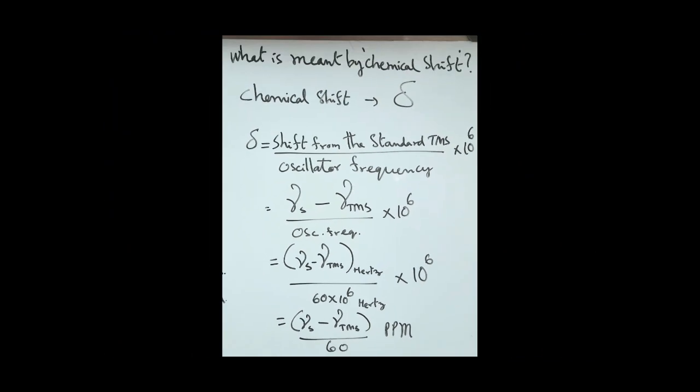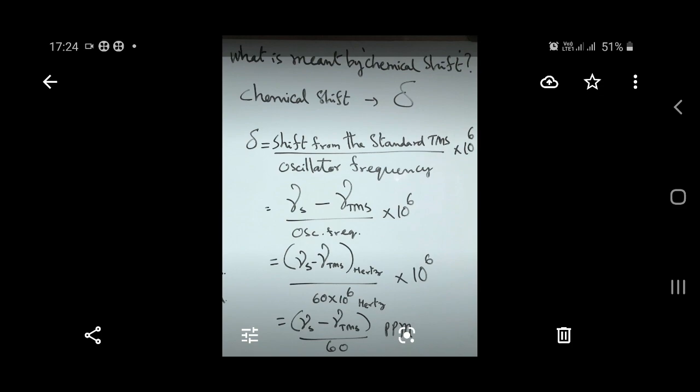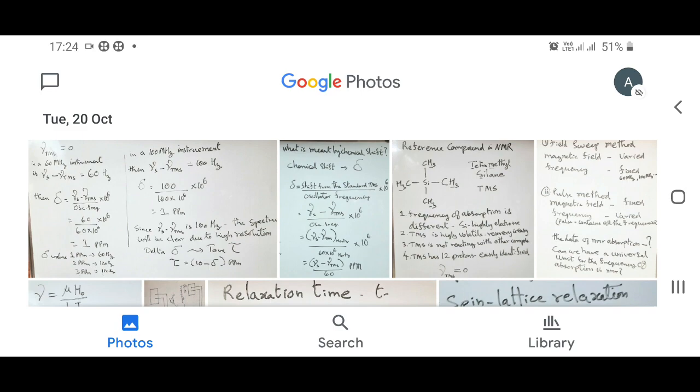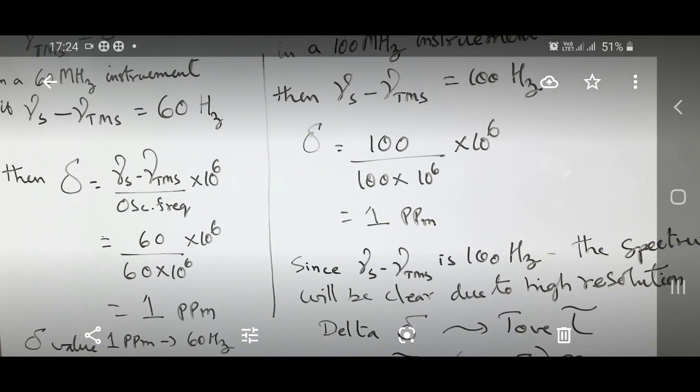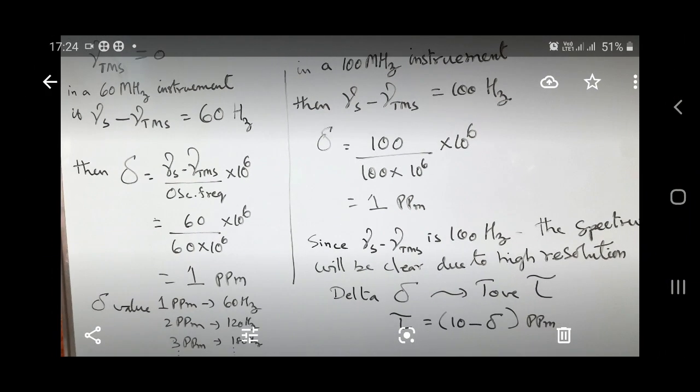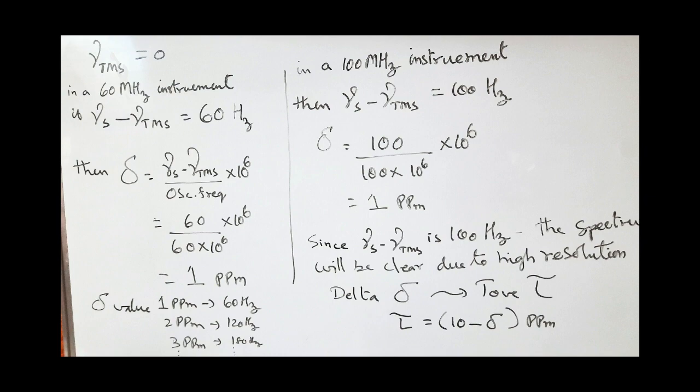So this is about the chemical shift value. We have seen how the chemical shift value is derived. Now let us see some of the calculations. Here I made a comparison for your understanding only. Since you can see both of the things simultaneously, I have not divided it into 2 slides by photo editing.